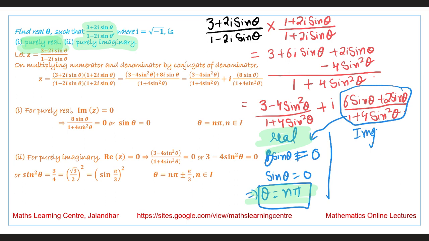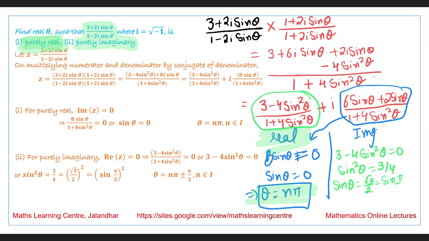And the second case we are talking about over here is when it is purely imaginary, we are saying this term should be 0. So we get 3 − 4 sin²θ is equal to 0. So we get sin²θ is equal to 3/4. So we can write this as sinθ is equal to the square root of this term, it is √3/2. So that should be equal to sin π/3.